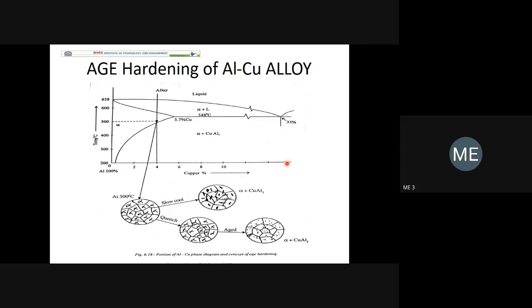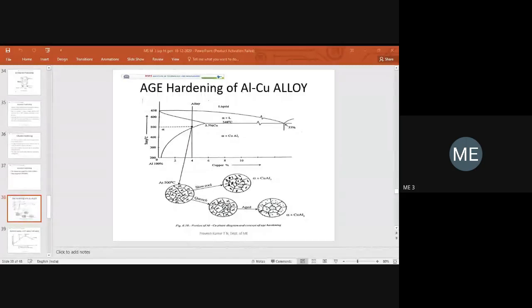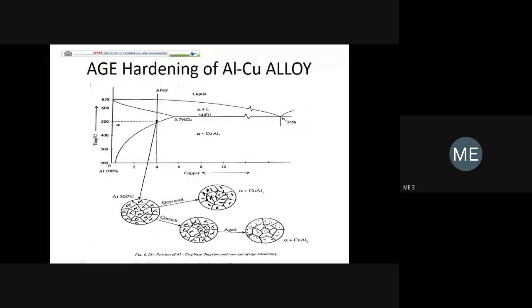It is not happening in the case of steel. That comes under heat treatment of non-ferrous materials, especially aluminum copper alloy. This hardening is effective only for aluminum copper alloy, where the percentage of copper is 4%. Then only it is happening.